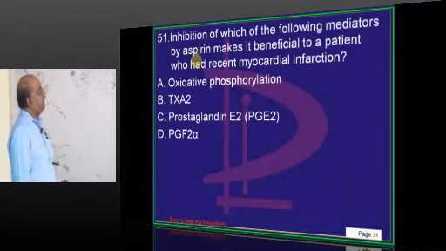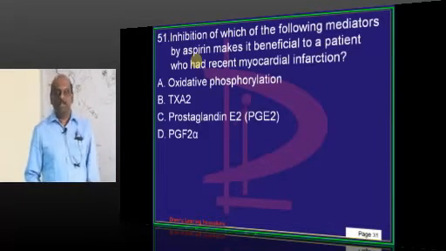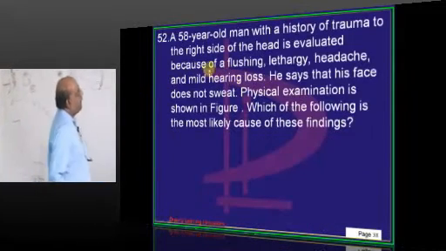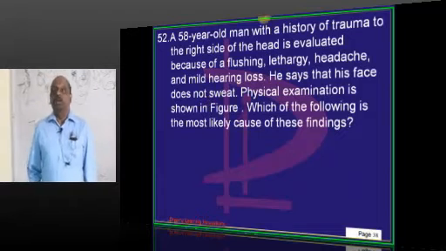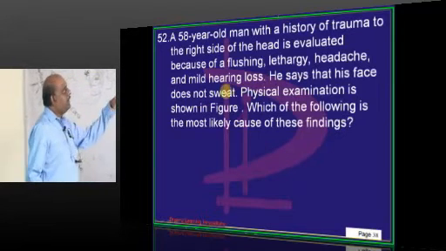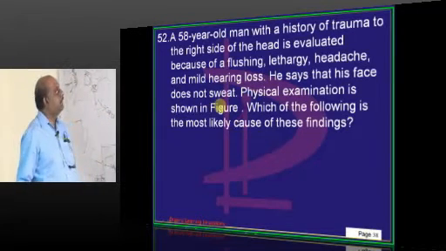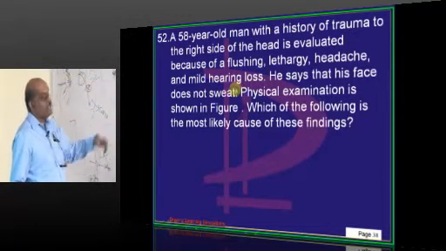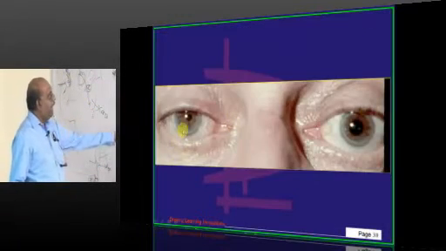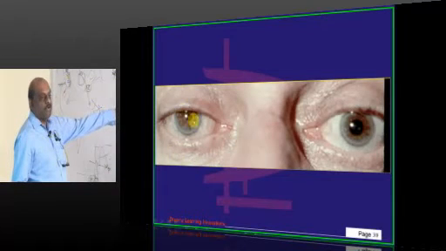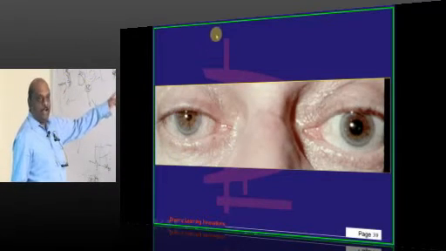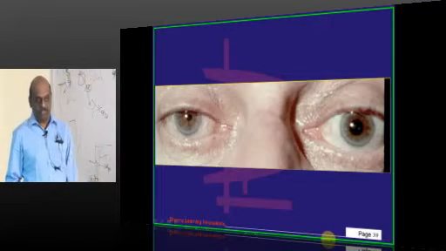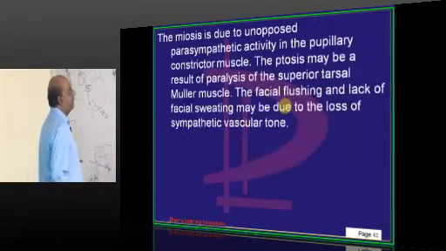Now doctor, inhibition of which substance is done by aspirin? It is the thromboxane A2 inhibitor, is what needs to be remembered. Now there is a history of trauma to the right side of the head. It is being evaluated and there is a mild hearing loss. The patient says I cannot sweat and the pupil is showing constriction on one side along with anhidrosis, which is equal to Horner syndrome along with enophthalmos, is what needs to be remembered.